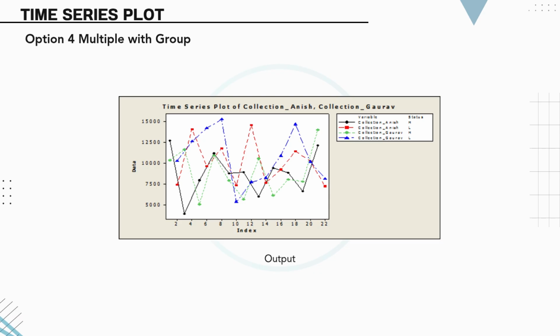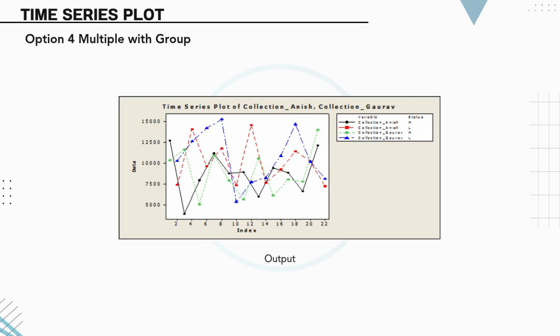The legend in the top right corner clearly shows how each line corresponds to a combination of variable and status. For example, Collection Anish, M is represented by the solid black line, while Collection Gaurav, L is shown as a dashed blue line with triangles. This visual segmentation allows you to observe and compare trends within each variable and across different status categories over time.